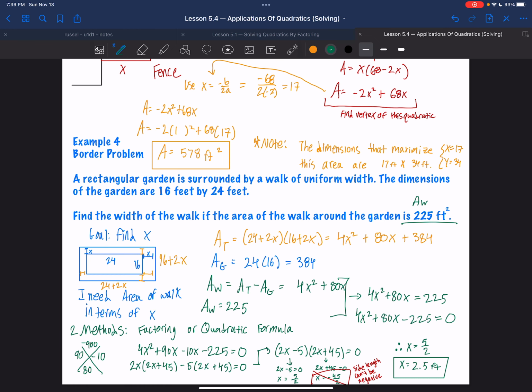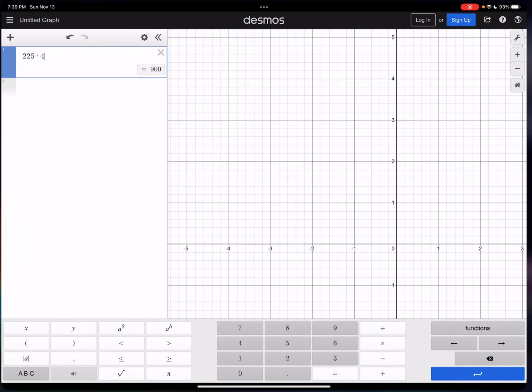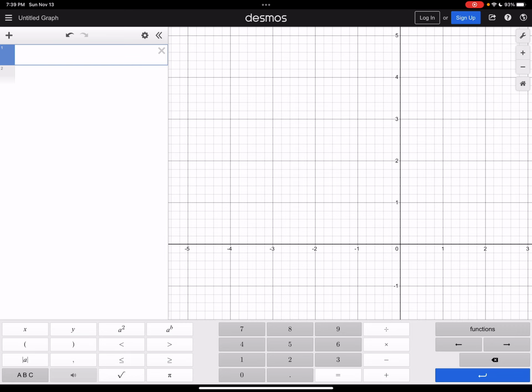You could do quadratic formula as well. Let's just go to Desmos because I'd like you to see it. x equals negative b, positive 80, so x equals negative b plus or minus the square root of b squared minus 4a c, where a was 4 and c was negative 225, all over 2 times a, which was 4. Hey, look at that. It's 2.5.